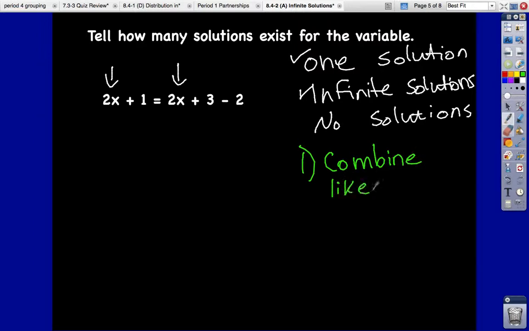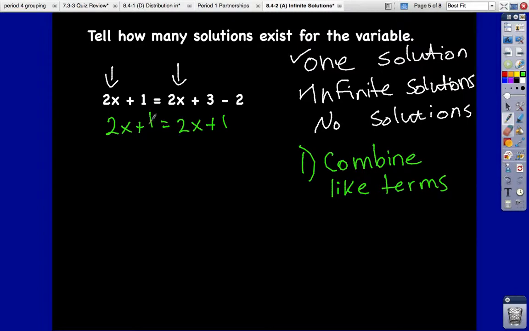You might want to write that down. Combine like terms. And how's it going to look? Well, this is going to be 2x plus 1. There's nothing on the left-hand side to combine, but this is going to be 2x plus 1 on the right-hand side because 3 minus 2 is 1. Now, already we should be able to determine, hey, there's going to be an infinite set of solutions here because I've got exactly the same thing on the left-hand side that I do on the right-hand side. So no matter what x is, it's always going to equal itself.